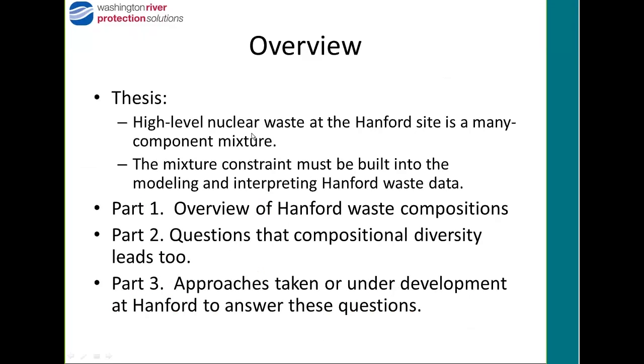So my overview, my thesis that I'm going to cover in this talk is that high-level nuclear waste is a many-component system, but this mixture constraint has to be built into that. So in part one of the talk, I'm going to give an overview of Hanford waste compositions. Then I'm going to talk about this compositional diversity and what sort of questions it leads us to ask about the waste. And then in part three, I'm going to talk about some of the approaches taken or under development at Hanford to answer some of these questions.